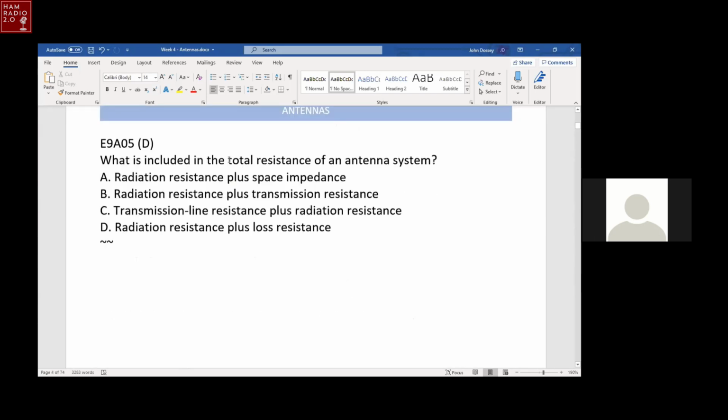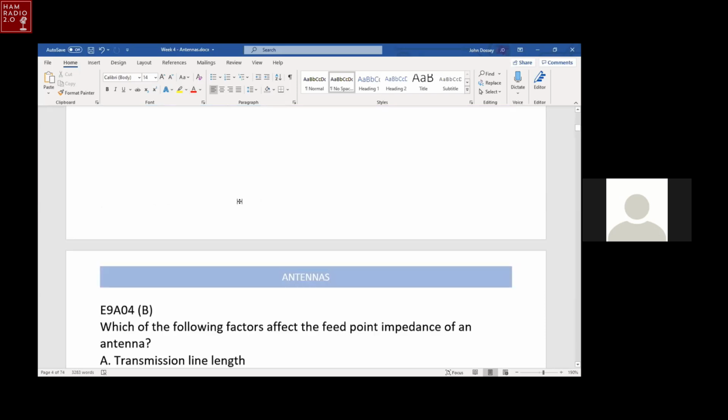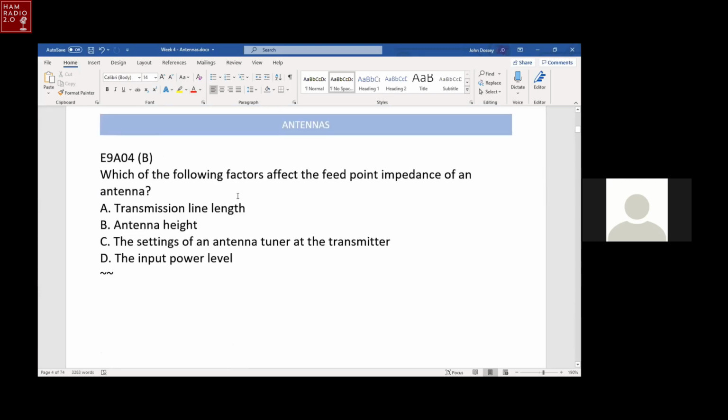What's included in the total resistance of an antenna system? Well, you would have the radiation resistance plus loss resistance. That's the total resistance. And in typical engineer calculation, you would use that as the total resistance for efficiency, divide that into the useful power that the antenna radiates to get efficiency. I don't think efficiency is a question, but that's what it means.